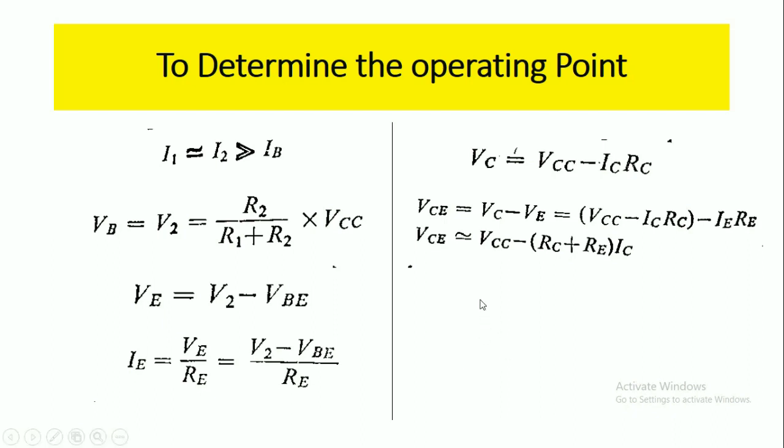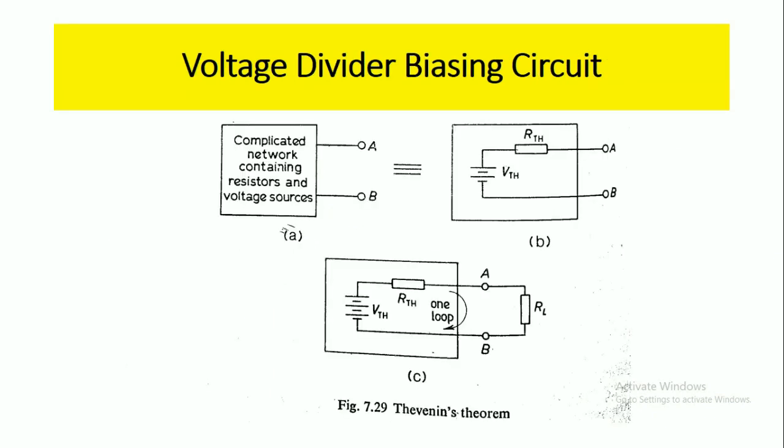So that we have the collector current IC available, and the collector to emitter voltage, that is VCE, is also available, so that we can decide the operating point of the transistor on the DC load line. Now we will go for the circuit analysis of this voltage divider biasing circuit.